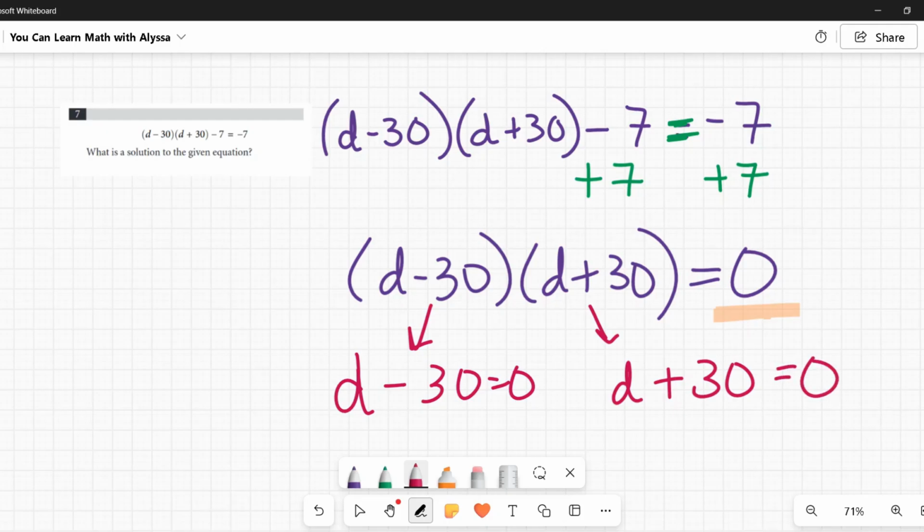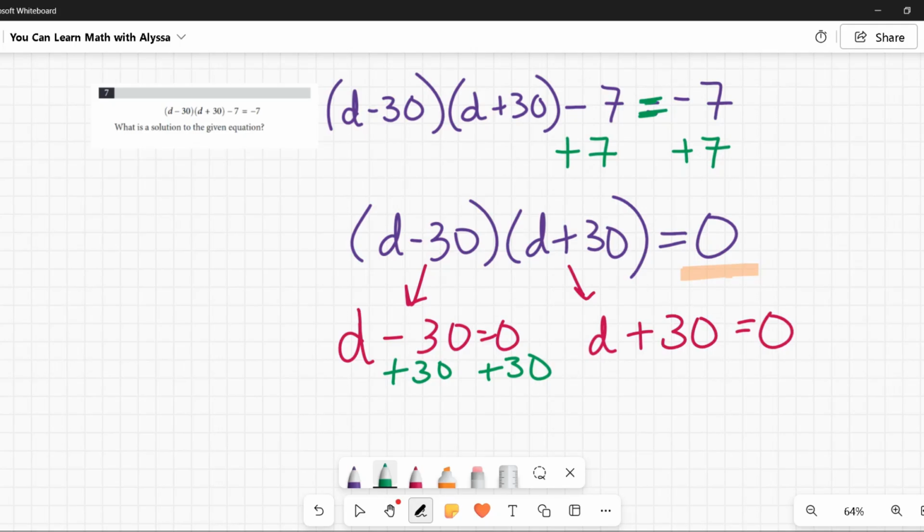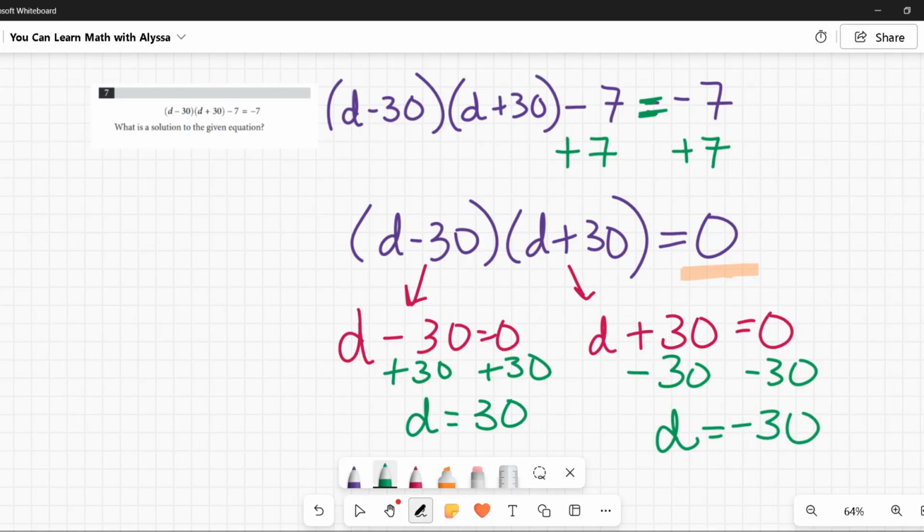So over here on the left, d minus 30, to undo that minus, we're going to add 30 to both sides. Let's zoom out a little bit because I always write too big. I just get d on the left, and on the right, I have 0 plus 30, which is 30. On my other one over here, d plus 30 equals 0. The opposite of adding is subtracting, so I'm going to subtract 30 from both sides. And d plus 30 minus 30 is just d, and 0 minus 30 is negative 30.